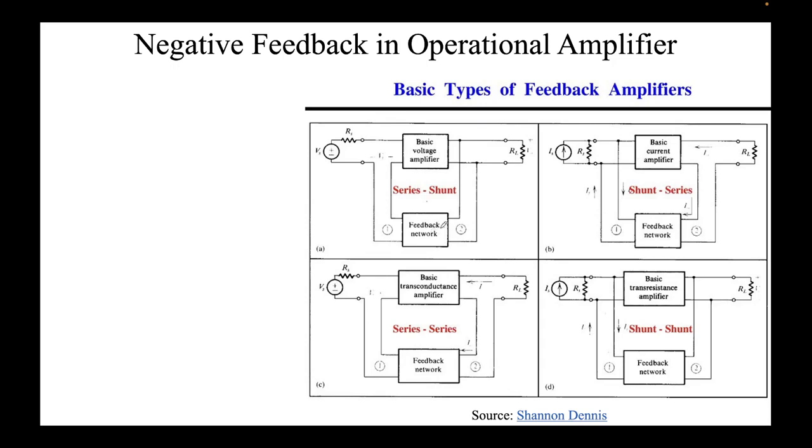There are four kinds of negative feedback. So this is called series shunt. Why is this called series shunt?